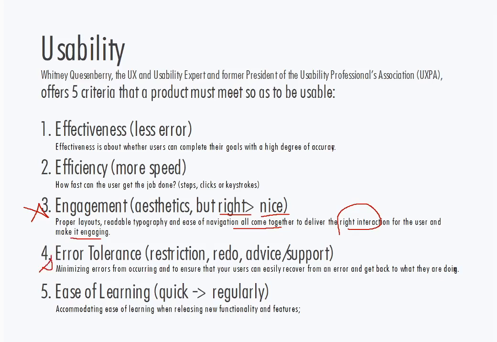The fourth one, error tolerance. It is about minimizing errors from occurring in the first place and to ensure that your users can easily recover from an error and get back to what they were doing, like asking, "Are you sure to do this?" before leaving an uncompleted page or deleting a big file. You know what, right? Okay.